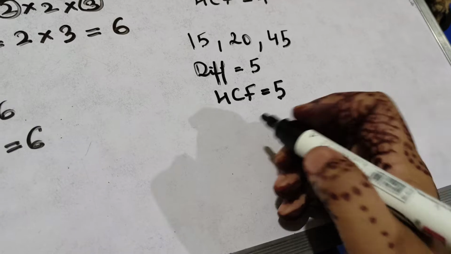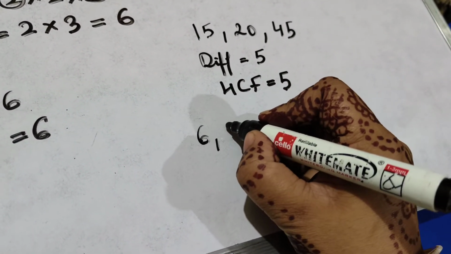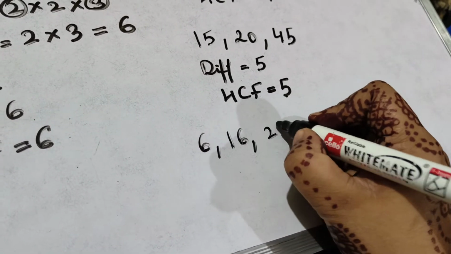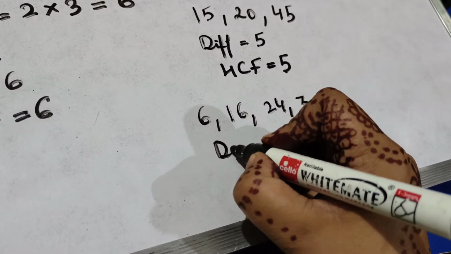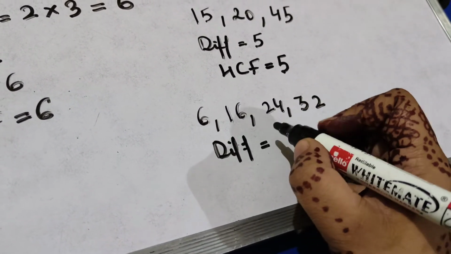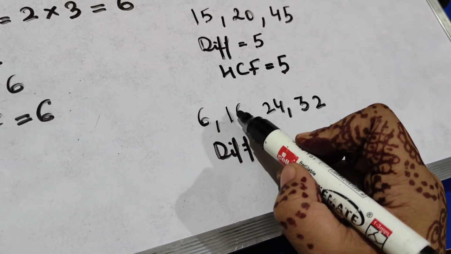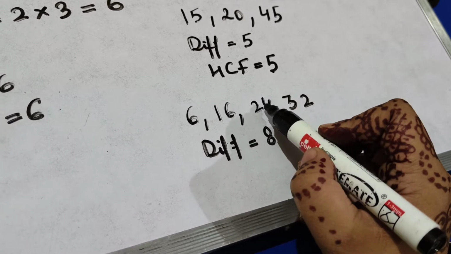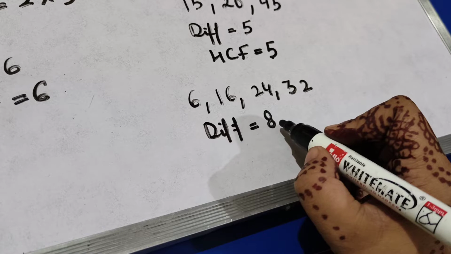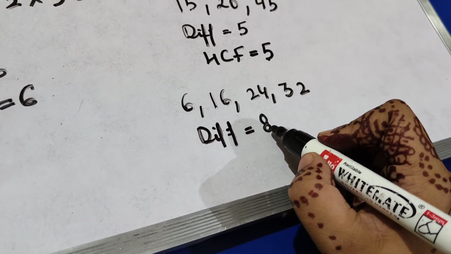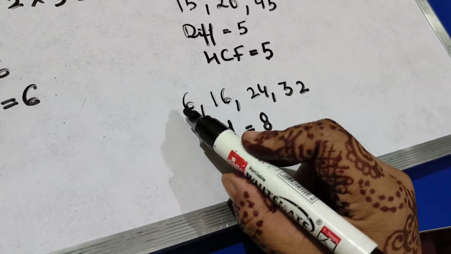Let's take one more example with more than 3 numbers, in fact 6, 16, 24 and 32, right? Again we look for the smallest difference, which is 8. The difference between 6 and 16 is 10, between 16 and 24 is 8, and here it is 8. Now we see whether 8 is in the table of all of these. No, it's not in the table of 6.